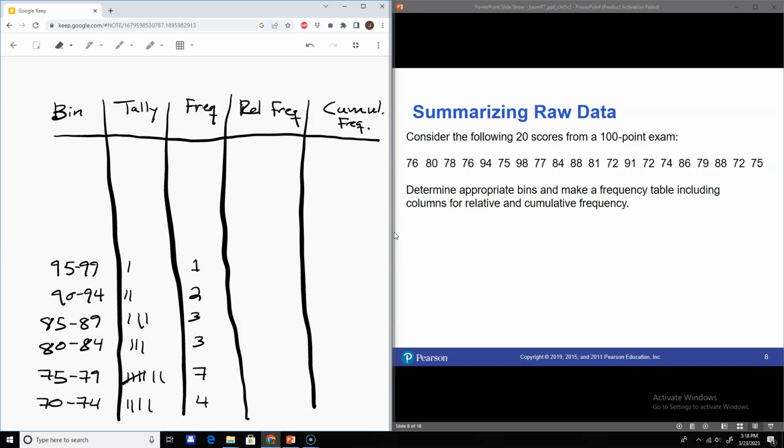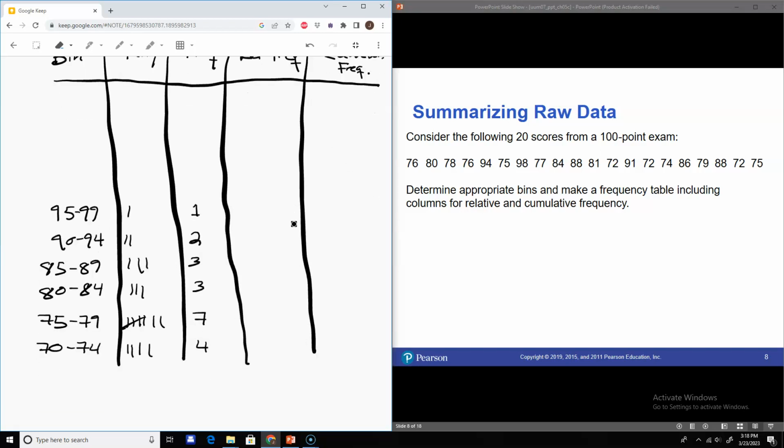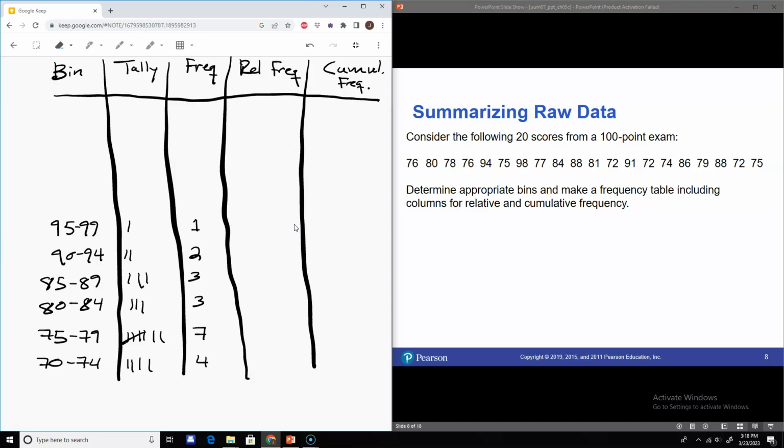So that's your frequency right there. Let me move down a bit. So our total is going to be helpful for the relative frequency. If we add all those up, we have 3, 6, 9, 16, 4. So that's 20. That's nice because 20s are easy to do percentages.